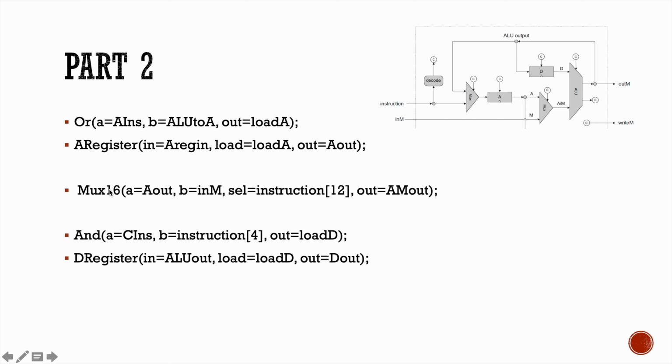So another MUX16. This selects A or M depending on the 12-bit instruction value. And then this AND gate here decides whether the ALU output is loaded into the D register. And then lastly, the last line, the D register loads the value from the ALU.